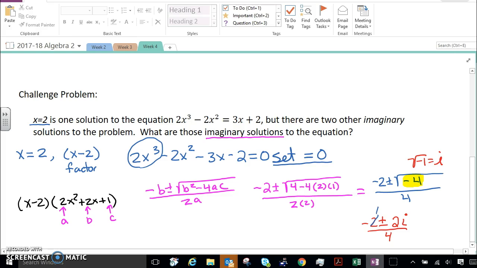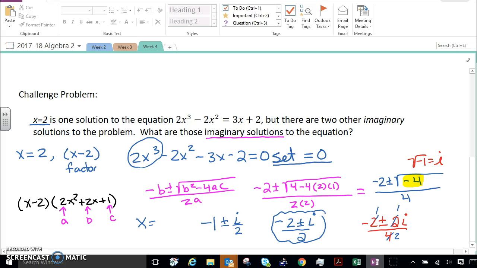2 goes into 2 once, and 2 goes into 4 twice, giving us answers of negative 2 plus or minus i, all over 2. You could also write this as negative 1 plus or minus i over 2. Another way to write that same thing.